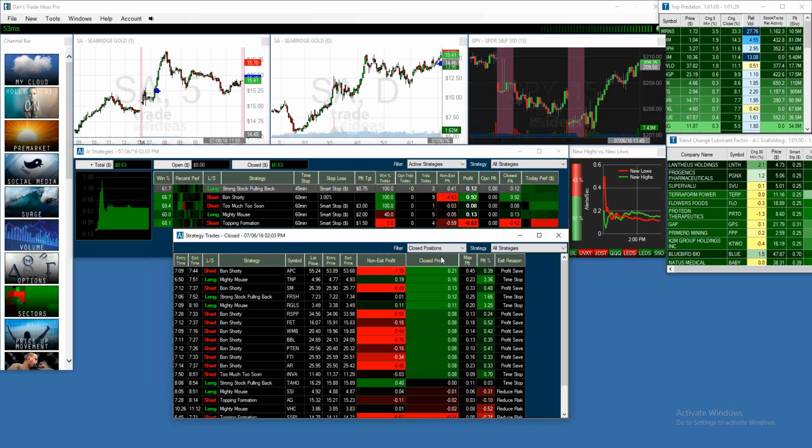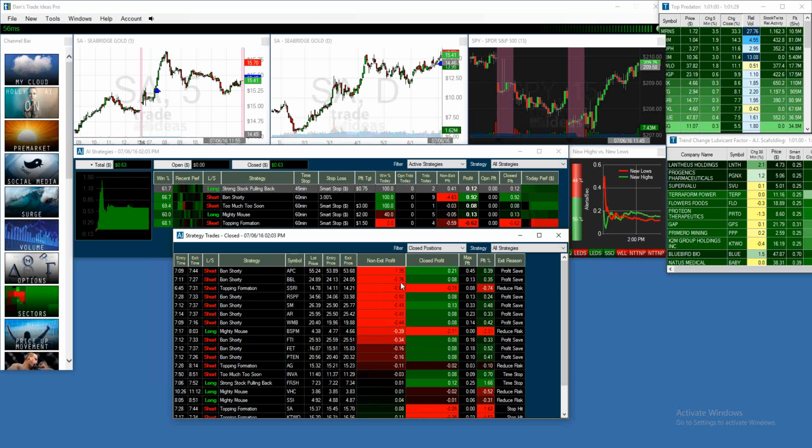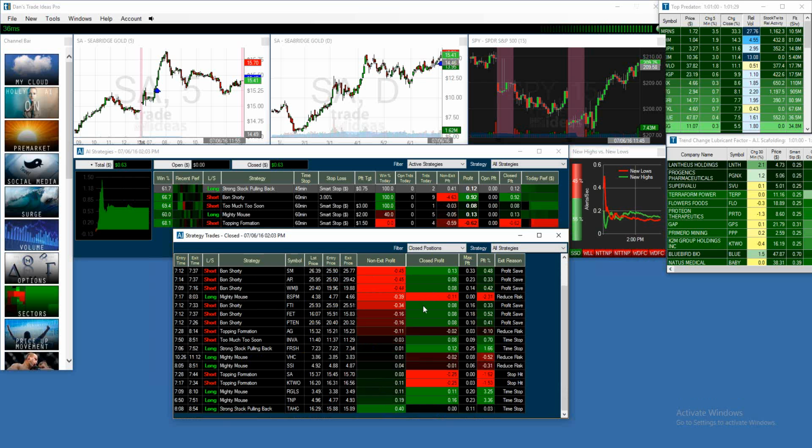But here's the deal. Watch the closed profit. If the closed profit is higher than the non-exit, and today the non-exit was definitely worse because the shorts turned around and the market ripped up, you would have lost money if you just had held on to these trades.